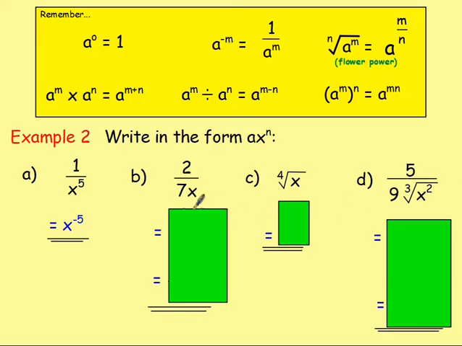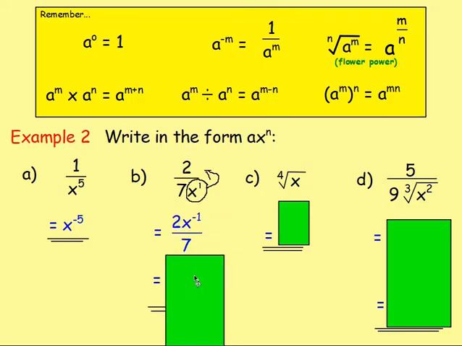One common mistake is people would move the 7x up to the top, which is totally wrong. No. All you want to do is move the base and the index. X on its own means x to the power of 1, so you're wanting to move the base and the index from the bottom up to the top. So really with this one, the 2/7 will stay as they are. Leave the 2 on the top and the 7 on the bottom.